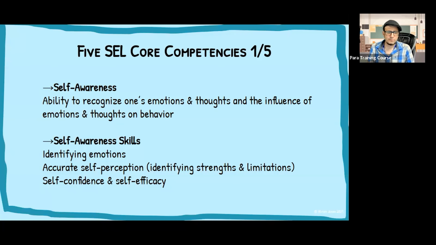cultivating accurate self-perception, identifying our strengths and our limitations, right? If someone's in a very negative mood, they might say, I'm not good at anything. And the opposite is also not a good place to be. I'm good at everything, right? Nobody's good at everything. We all have our strengths and limitations. But the competencies, such as self-awareness, go some distance towards building self-confidence and self-efficacy.